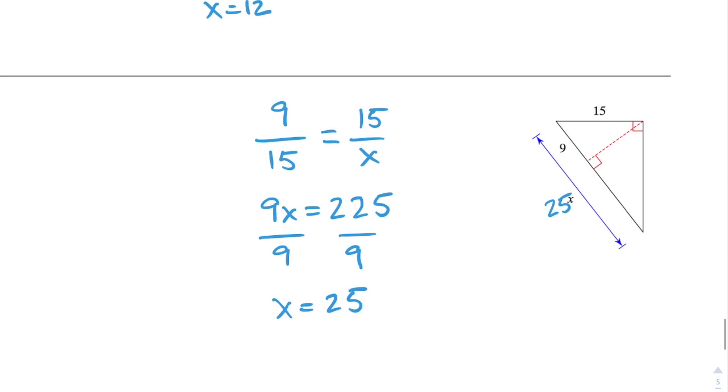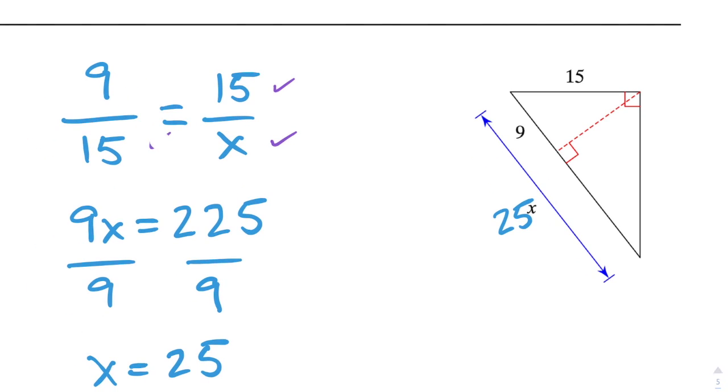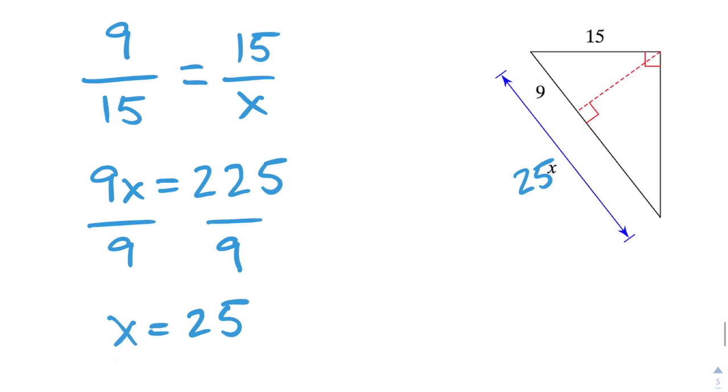Do the same thing for this one. In this case, we are given short side and hypotenuse compared to the big triangle that has a short side and a hypotenuse. So short is to hypotenuse as short is to hypotenuse from the smallest to largest sides. And we get x is 25.